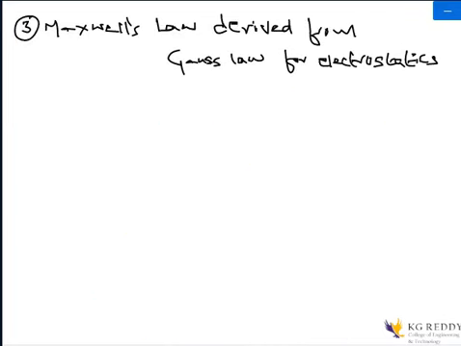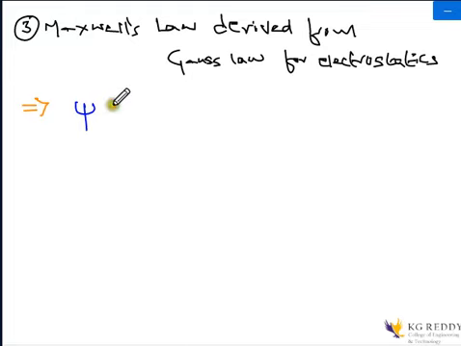And coming to the third Maxwell's equation, it can be derived from Gauss law for electrostatics. Gauss law can be applied to electrostatics as well as magnetostatics. So we'll first look at the Maxwell's equation derived from Gauss law for electrostatics. We all know the very popular and very important equation of Gauss law, where the flux emerging outside is equal to the charge enclosed inside.